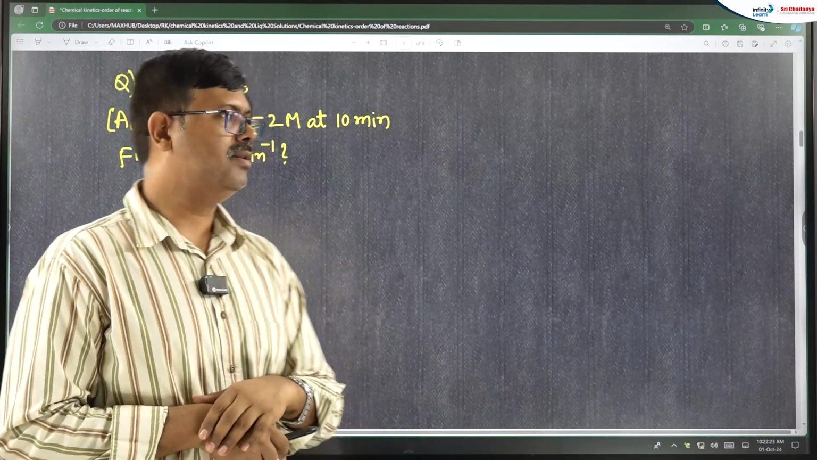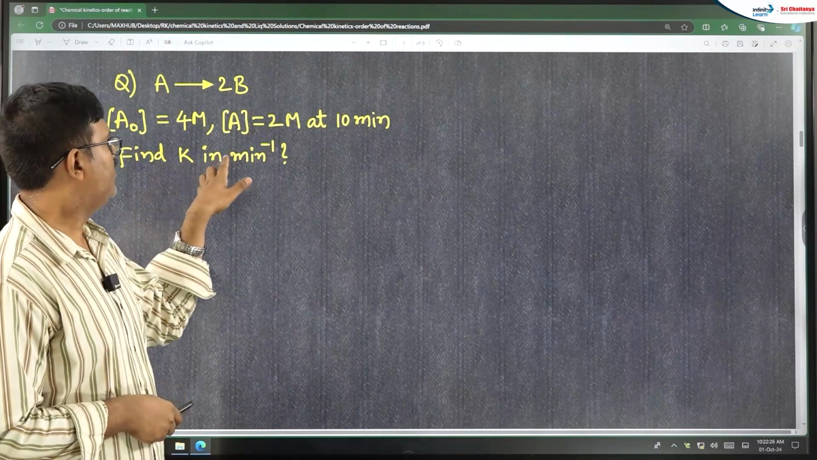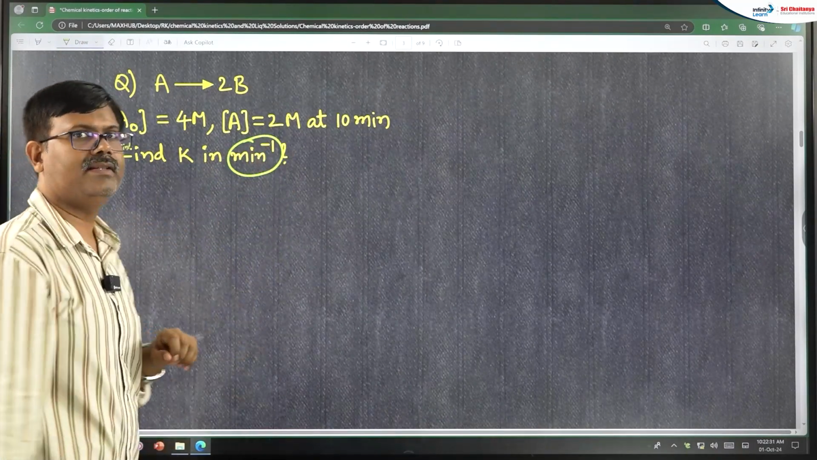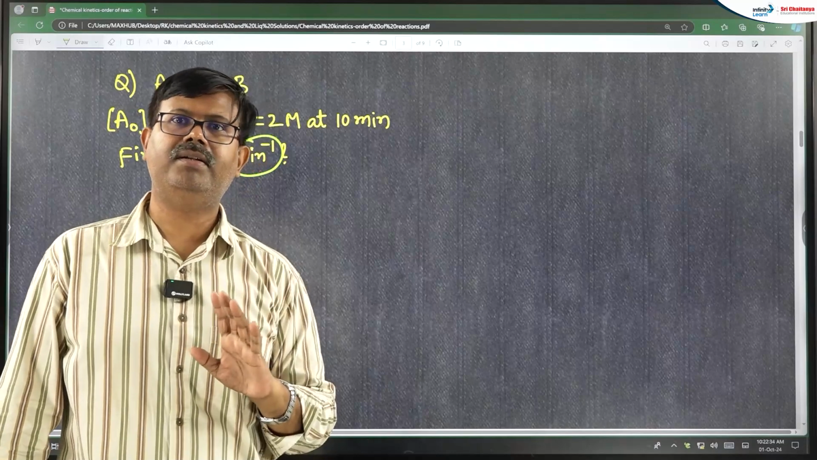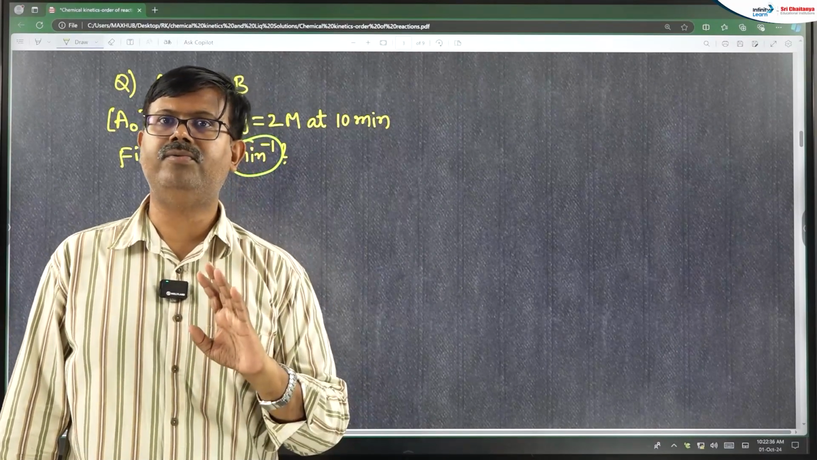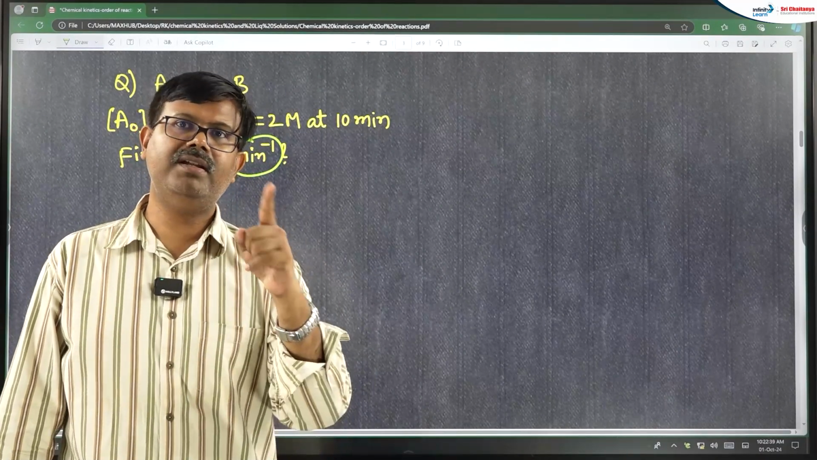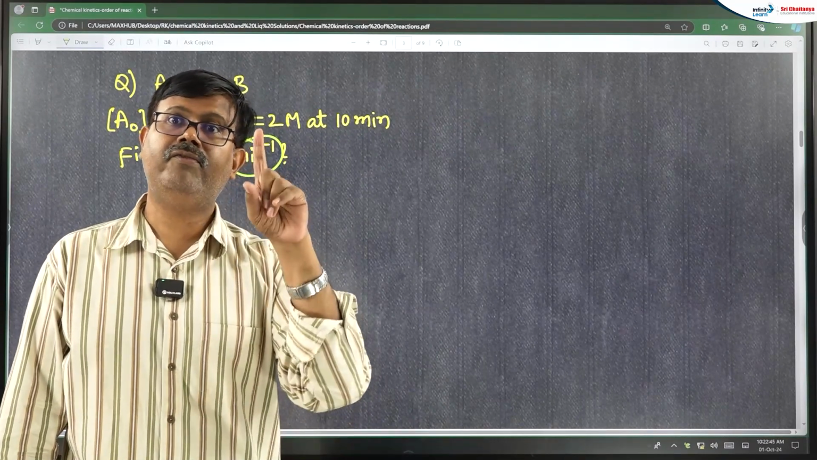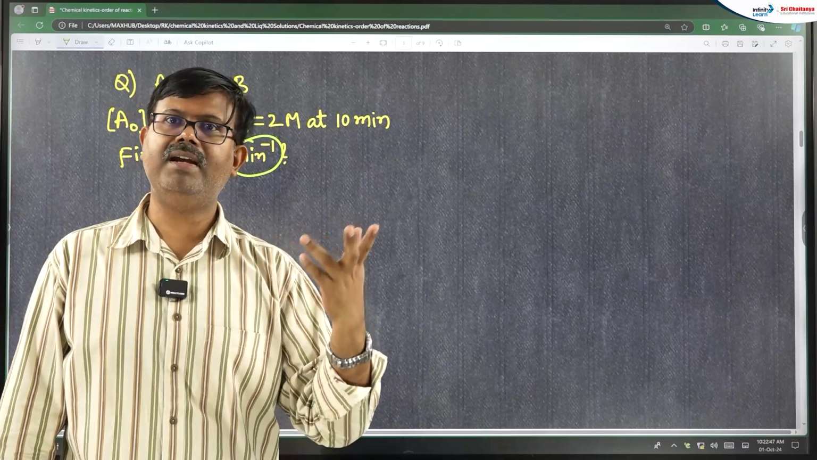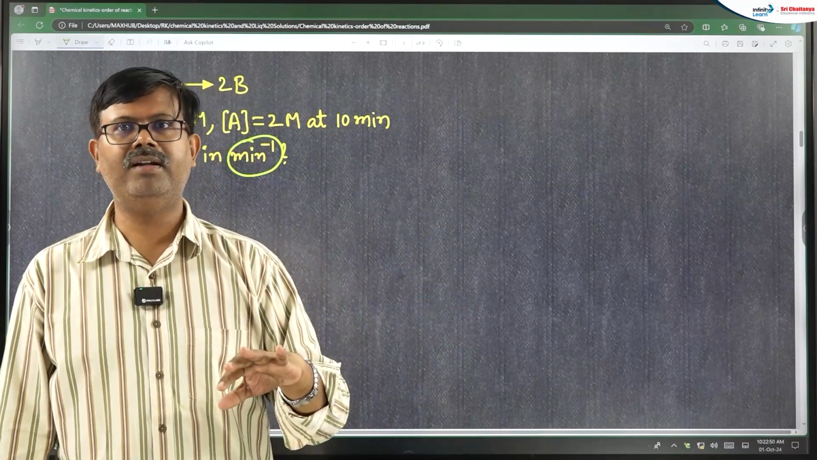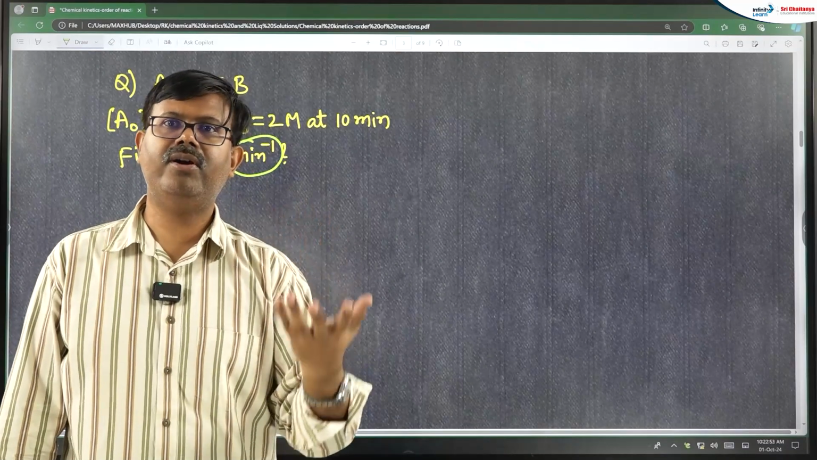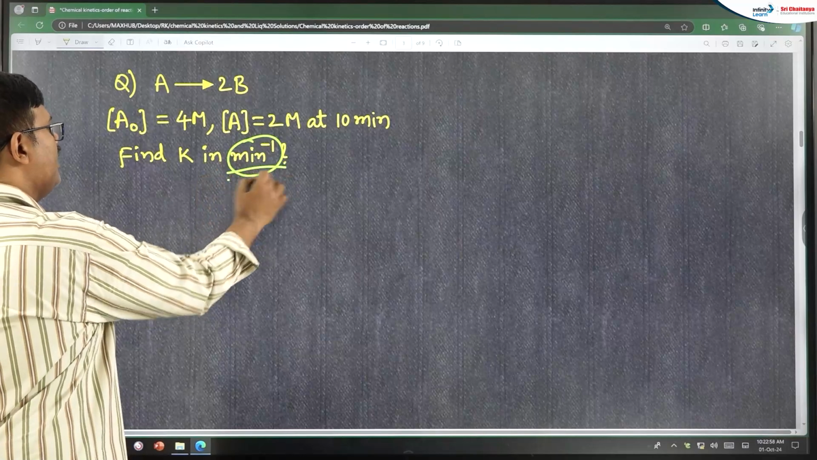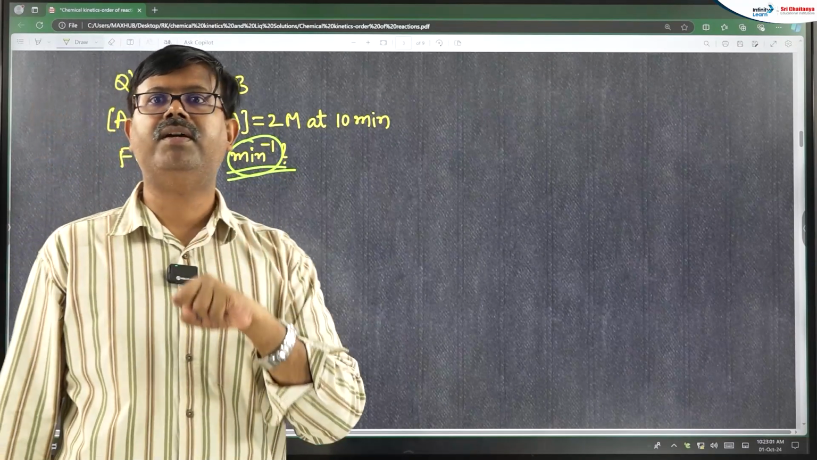Why? Because if you see the unit here, they are asking for the rate constant value in minute inverse. Minute inverse or second inverse. This time inverse is the unit of which order reaction? First order reaction. Molarity time inverse is the unit of 0 order. Only time inverse is the unit of first order reactions. So this is first order. They have not mentioned it anywhere in the question. We have to understand from the units of the rate constant.